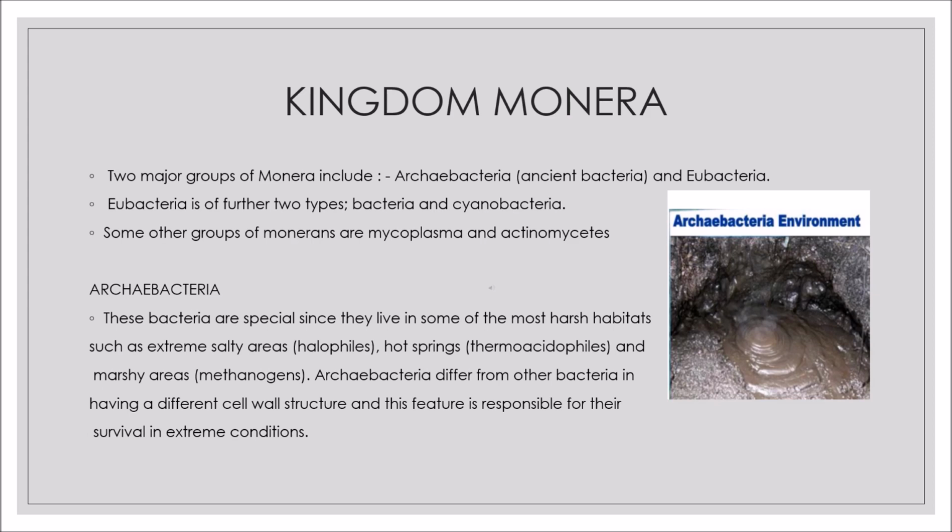And this eubacteria is further divided into two types: bacteria and cyanobacteria. Some other groups of monerans are also mycoplasma and actinomycetes. So other groups besides eubacteria, these Mycoplasma and Actinomycetes, also come under kingdom Monera.